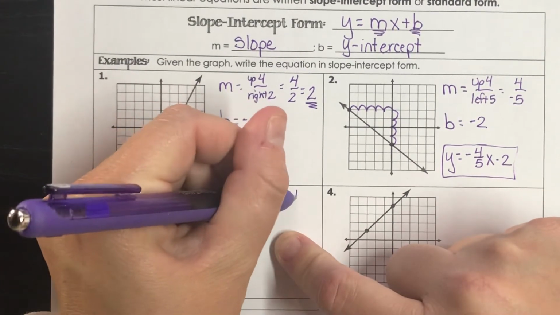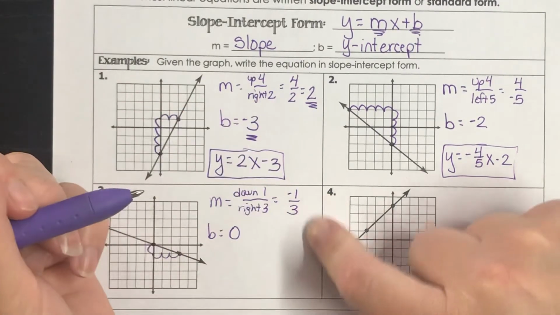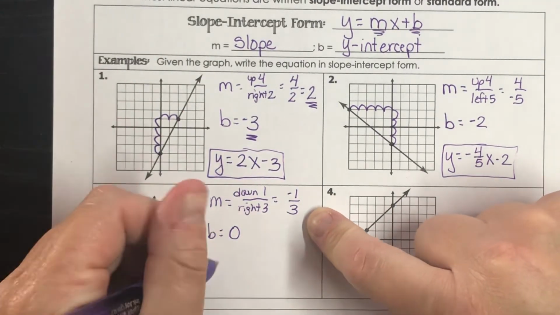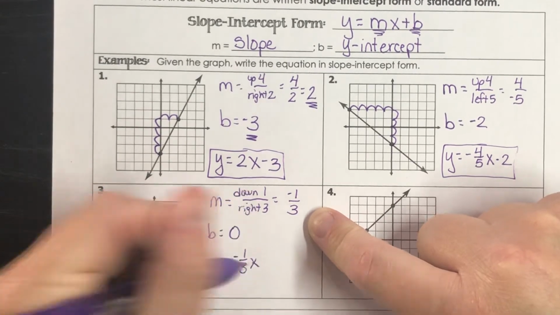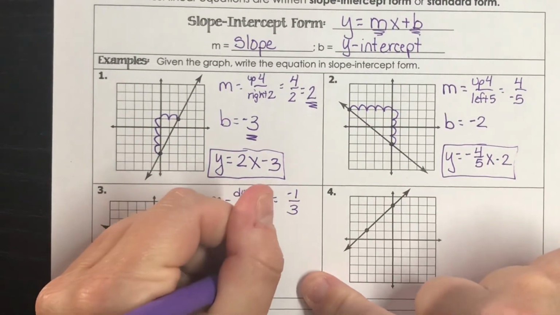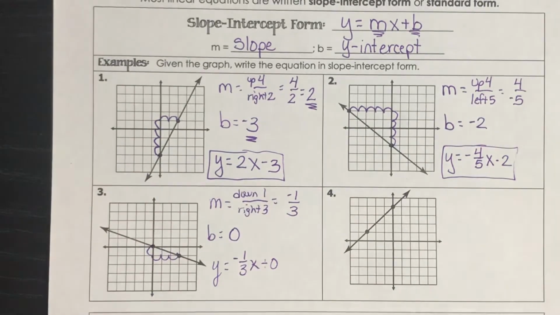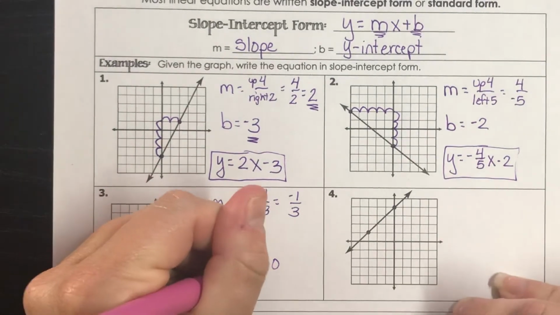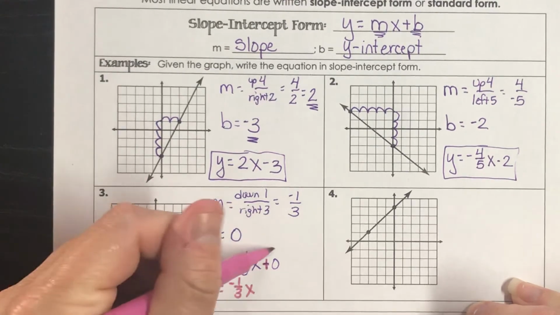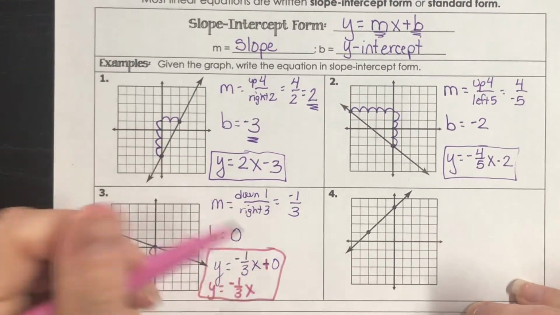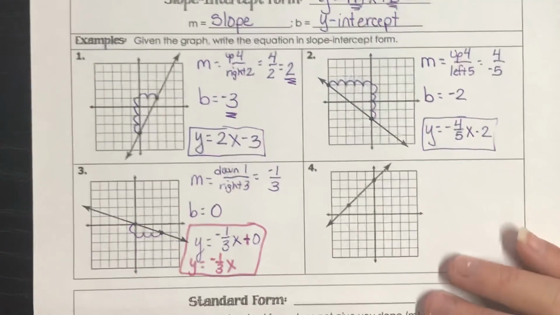Down is a negative direction. Right is a positive. So there's your slope, and it can't be reduced. So we have y equals negative 1/3 x. Don't forget the x. And then the y-intercept is plus 0. So if you don't want to put the plus 0, you could just put y equals negative 1/3 x. Both of those are totally fine, and they will be okay on Go Formative.